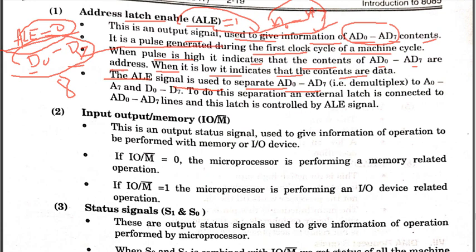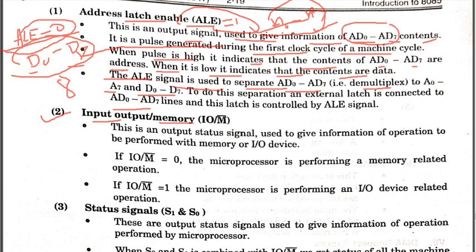So the ALE signal is used to demultiplex AD0 to AD7, that is A0 to A7 and D0 to D7. For this separation, an external latch is connected to the AD0 to AD7 lines.